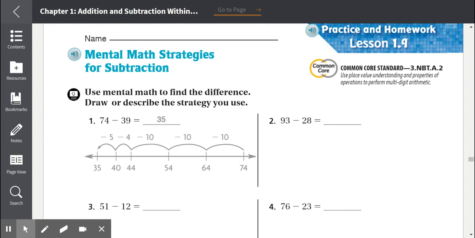Lesson 1.9 Mental Math Strategies for Subtraction. Use mental math to find the difference. Draw or describe the strategy you use. Number 1, 74 minus 39.